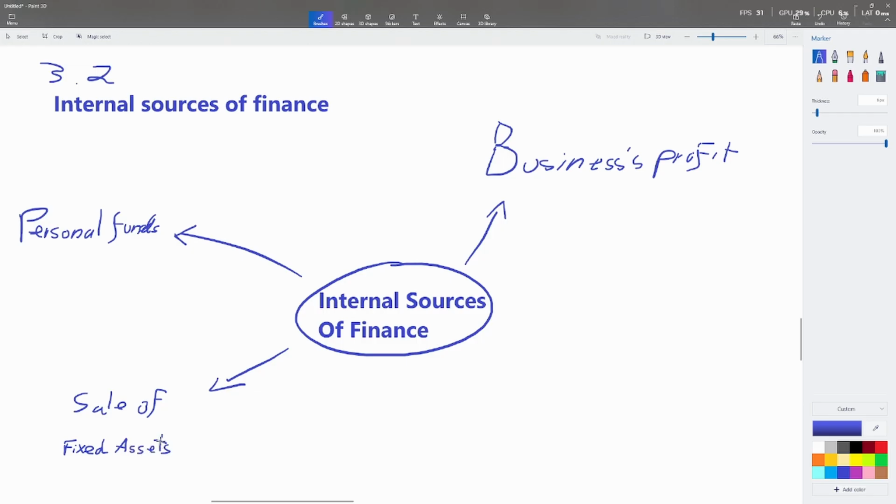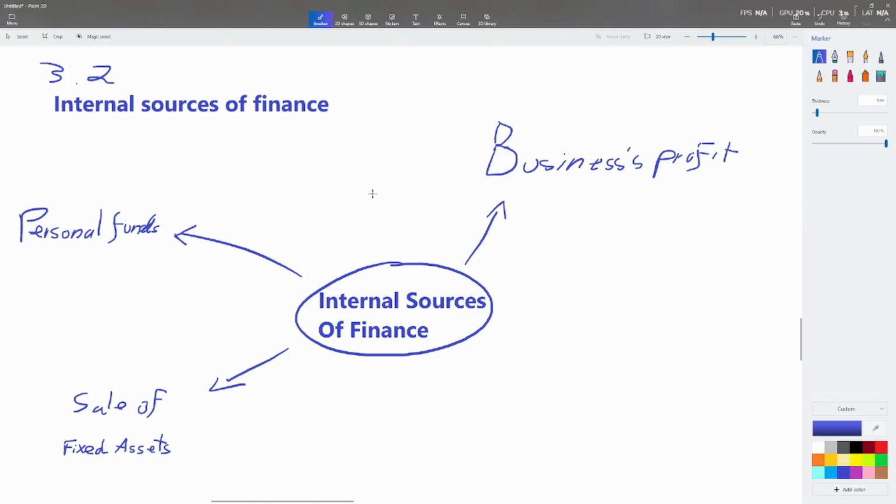So how to actually understand their difference? Business profit is just the profit that you generate from your business. Personal funds are usually the owner's own funds that they put into their business. It can be in exchange for equity and share percentage. However, it doesn't have to be. Sale of fixed assets is a bit more difficult.